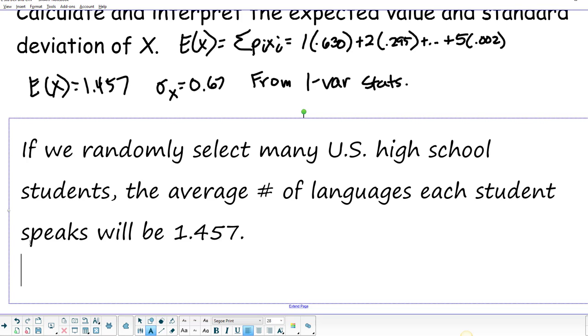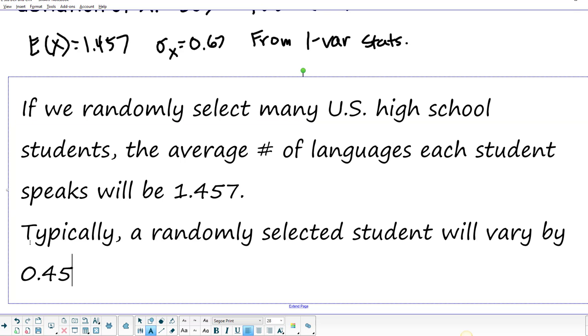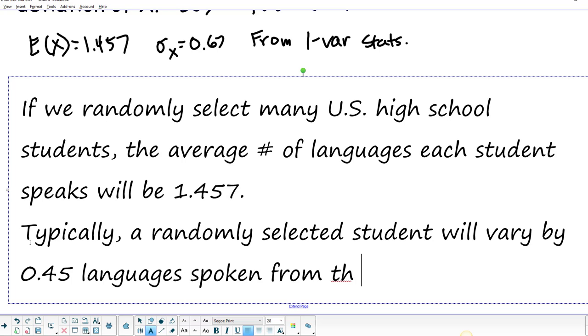Now, how do we look at the standard deviation? We use that same sentence starter. Typically, a randomly selected student will vary by 0.45 languages spoken from the mean. And that's that. Okay? Not too big a deal, right? It's all kind of the same stuff that we have used before, one variable statistics. Interpretations aren't really changing that much. The calculator does all the hard work for us.